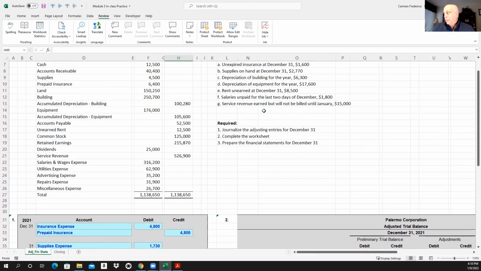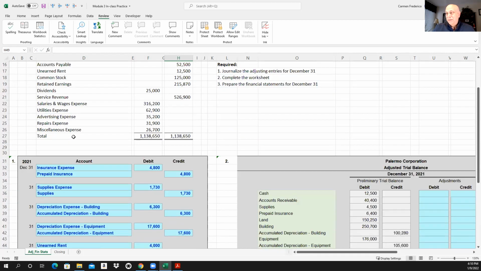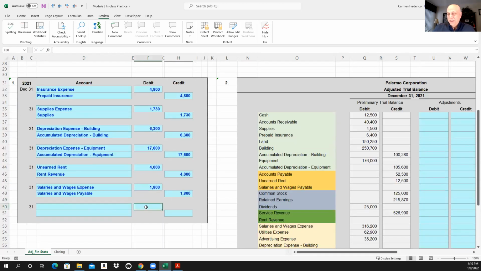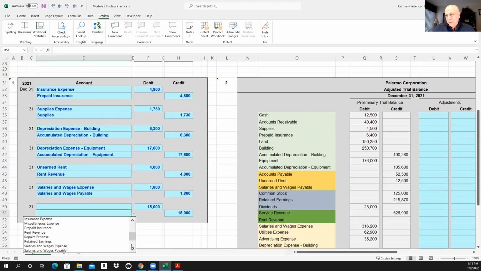Okay. Lastly, we have our last adjustment. Service revenue earned, but will not be billed until January, $15,000. So we've earned something. So we've earned $15,000. Let's put the $15,000 in first and see what accounts we're going to use. Well, if we've earned something, we have to find an account that sounds like something earned. Revenue. What do we have for revenue? Wait, there's supposed to be a revenue account here somewhere. Where is it?